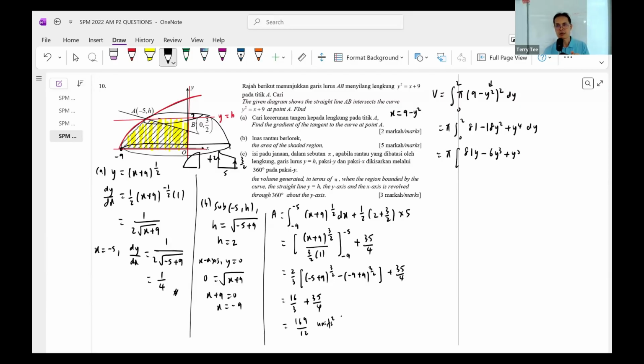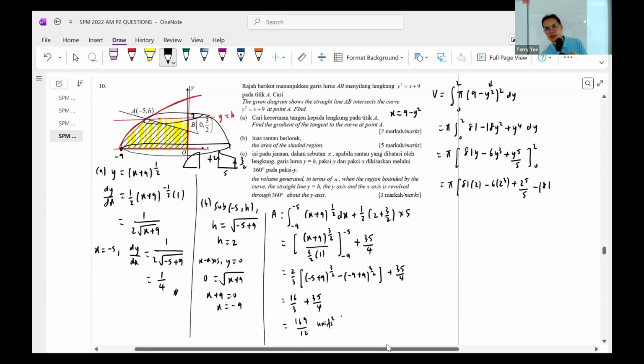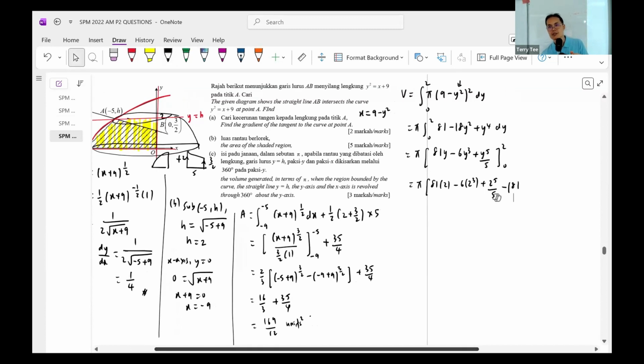This is y power 5 over 5. Lower limit 0. Upper limit is 2. Let's put 2 inside. 81 times 2, 6 times 2 power 3, 2 power 5 over 5. Okay, now your teacher is saying you have to show all the substitution, which is the annoying part. I need to move this over a little bit. This is 81 times 0, 6 times 0 cubed, 0 power 5 over 5.